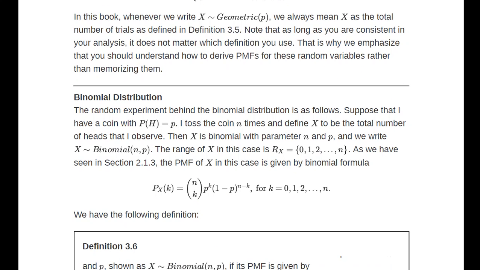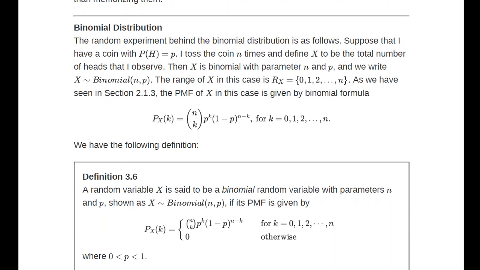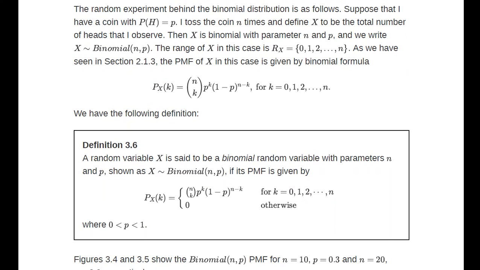The third distribution is the binomial distribution. The random experiment behind the binomial distribution is as follows. Suppose that you have a coin with probability of head equal to p. If you toss the coin n times and define X to be the total number of heads that you observe, then X is binomial with parameters n and p, and we write X ~ Binomial(n, p).